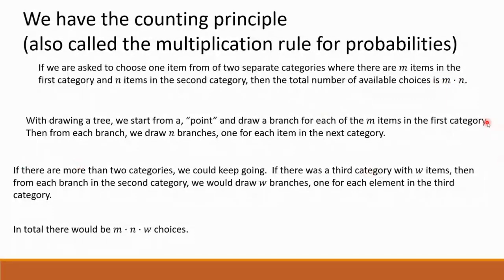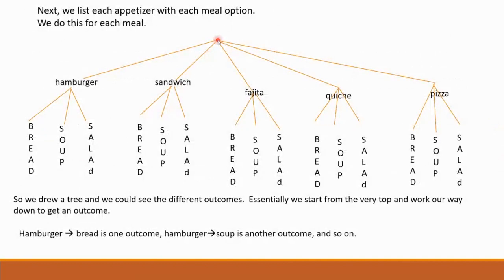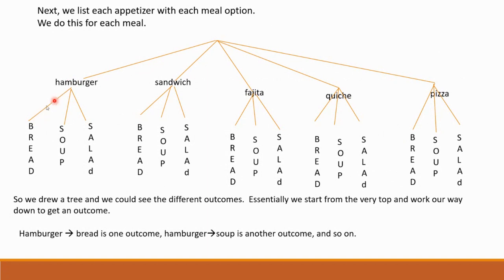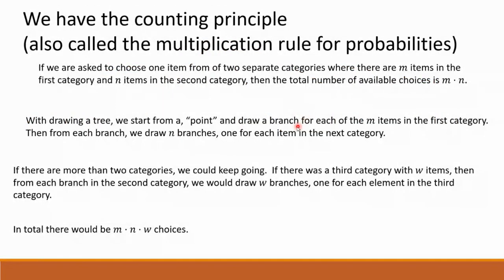And here I'm giving the idea about how to draw a tree. Basically, we start out from the branch, and you draw a branch for each item in the first category. So you would have m branches, one for each item in the first category. Then from each of those branches, you're going to have n branches, one for each item in the second category. So here the first category is our meal: hamburger, sandwich, fajita, quiche, pizza. For the second category, that's the appetizer. We have a branch for each item there. That's how we get m times n, 5 times 3 in this case, which is 15.